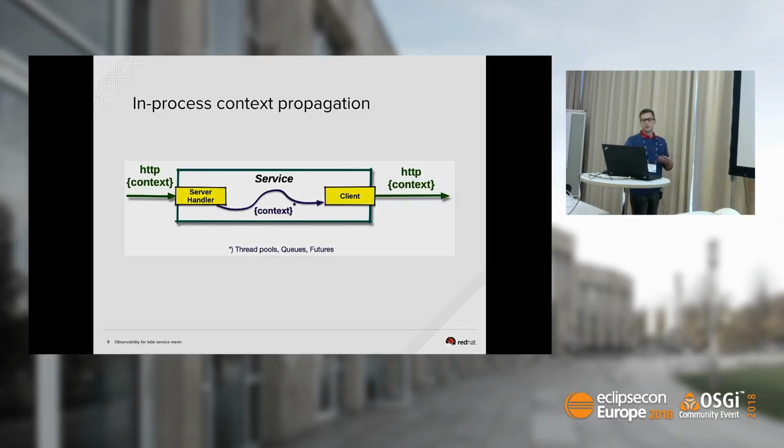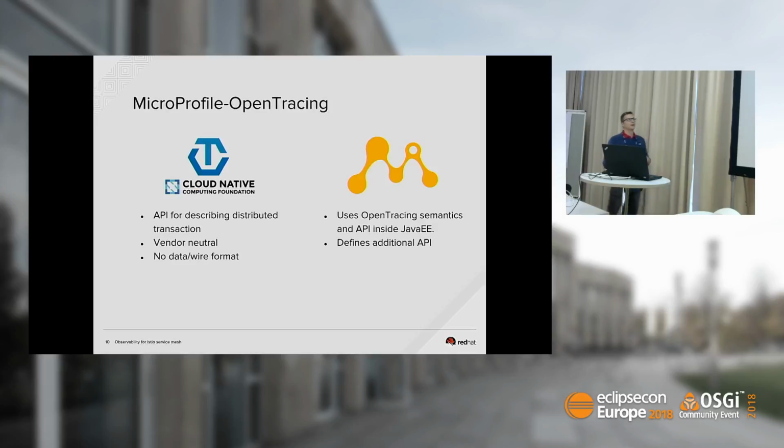So this was really the overview of how tracing works and what is usually the problem associated with it. And on the next slide, I would like to focus on the MicroProfile-OpenTracing. OpenTracing is actually very similar to MicroProfile. It's also a specification and set of APIs, but with a single goal. Its goal is to describe distributed transactions. And what we did in MicroProfile, we took this specification and defined behavior and a set of additional APIs to make it easier to use in Java EE applications.